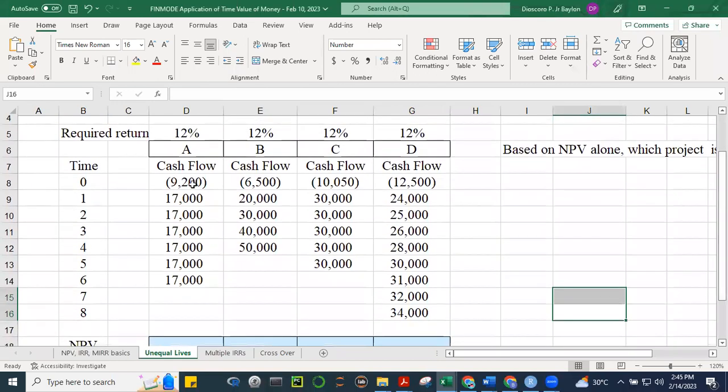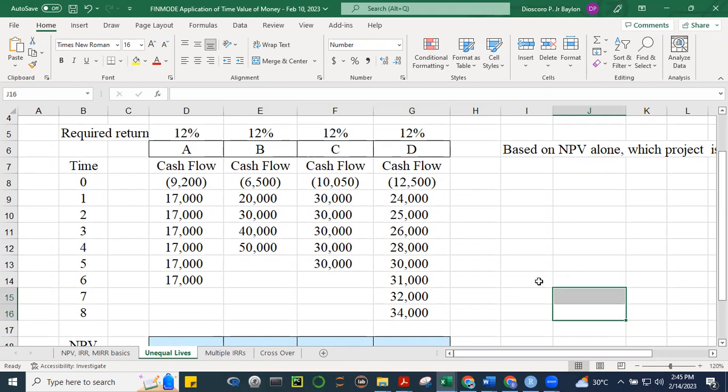So just like this, Project A has 6 years of cash flow. Project B, 4. Project C, 5 years. Then Project D, 8 years. Technically, how do you solve problems like this?